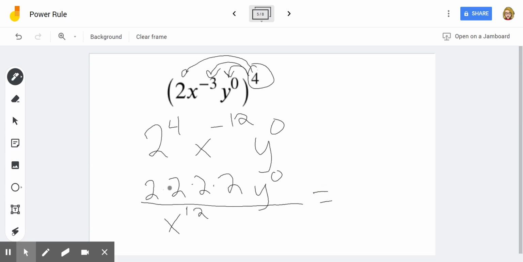Okay, 2 times 2 times 2 times 2 gives me 16. Remember, anything to the 0 power is 1. So it's going to be 16 times 1 over x to the 12th. And then our final answer, 16 times 1 is 16 over x to the 12th.